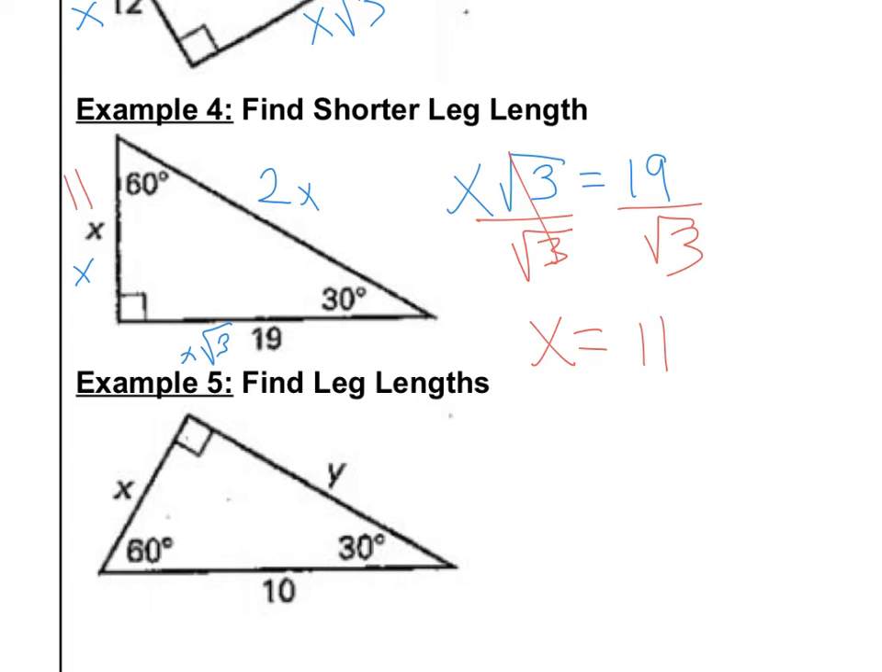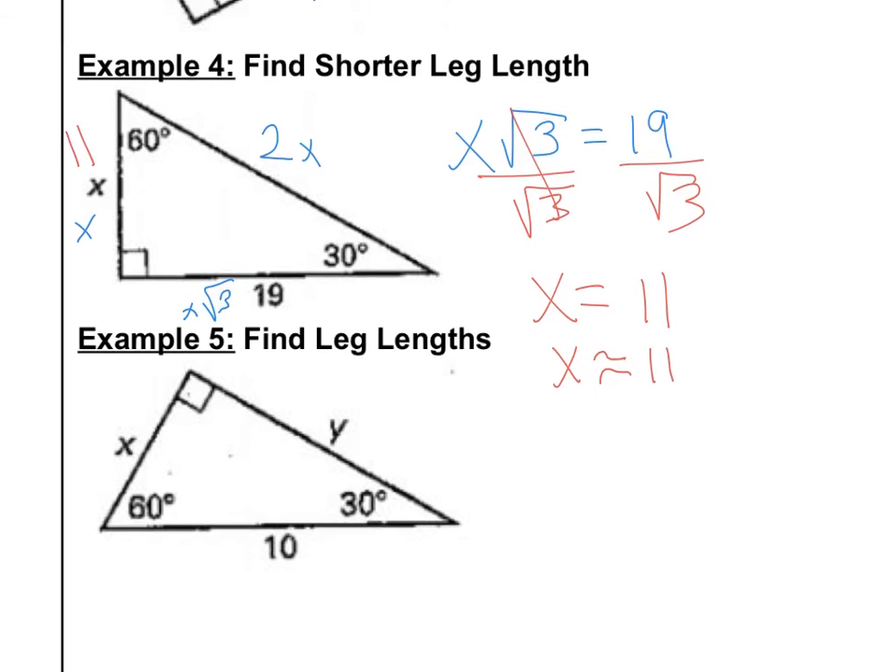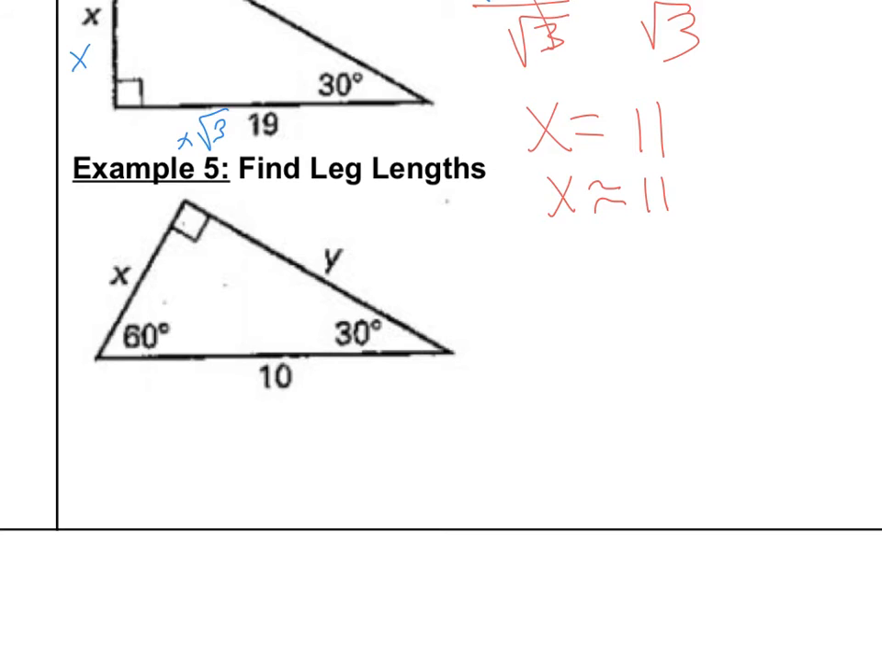And we could say, like in a book, they'll say x is about equal to 11, with a squiggly equal sign there because we rounded it. Okay, last example. Want to find the lengths. Okay, now we need to find both legs. It's no big deal. We've done them in the other examples here.